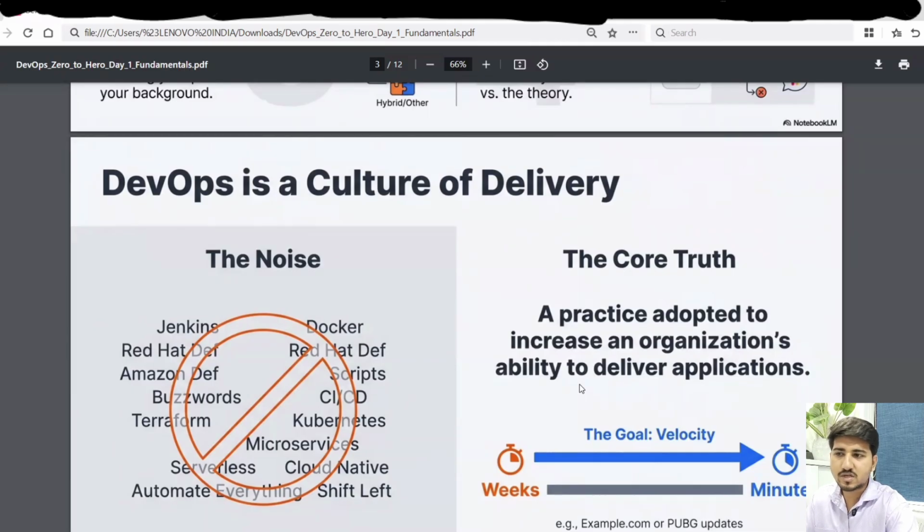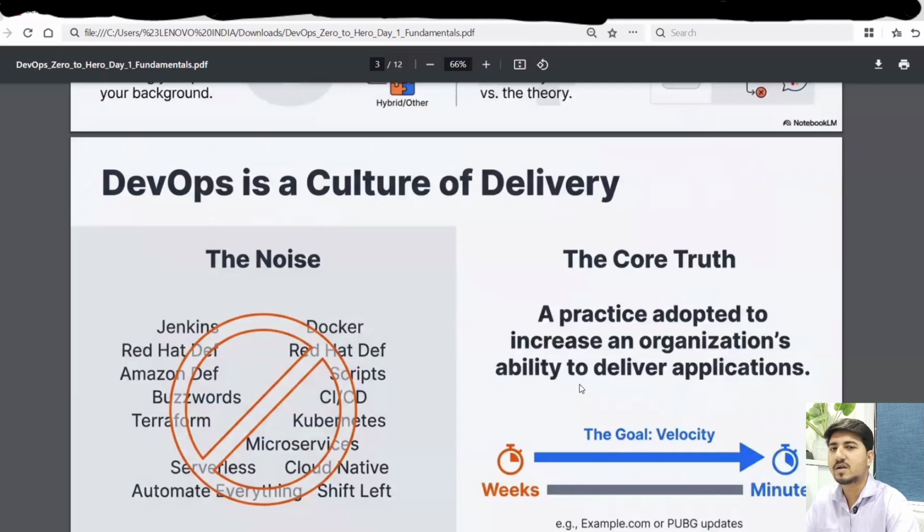So the core truth is that DevOps is a practice adopted to increase the organization's ability to deliver an application. Automation is in place, quality is in place, and monitoring is very much required. After the monitoring, it moves to the testing phase, and everything works in an interrelated way, so it works very smoothly and takes less time.